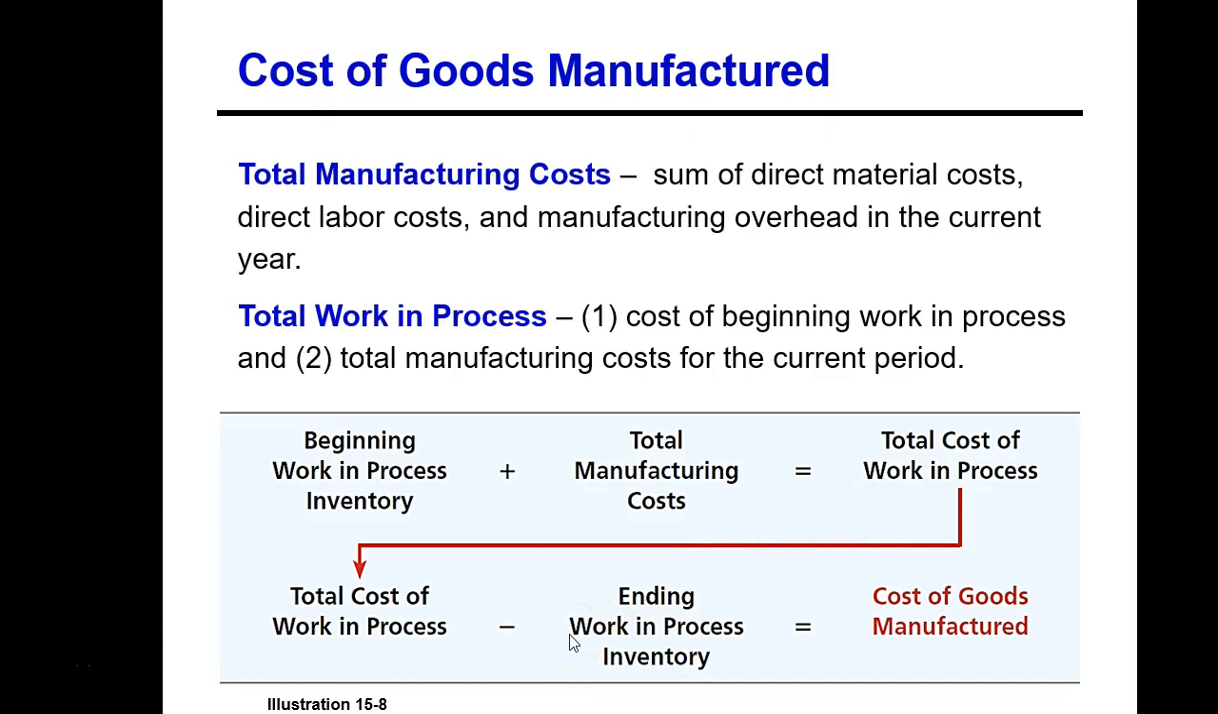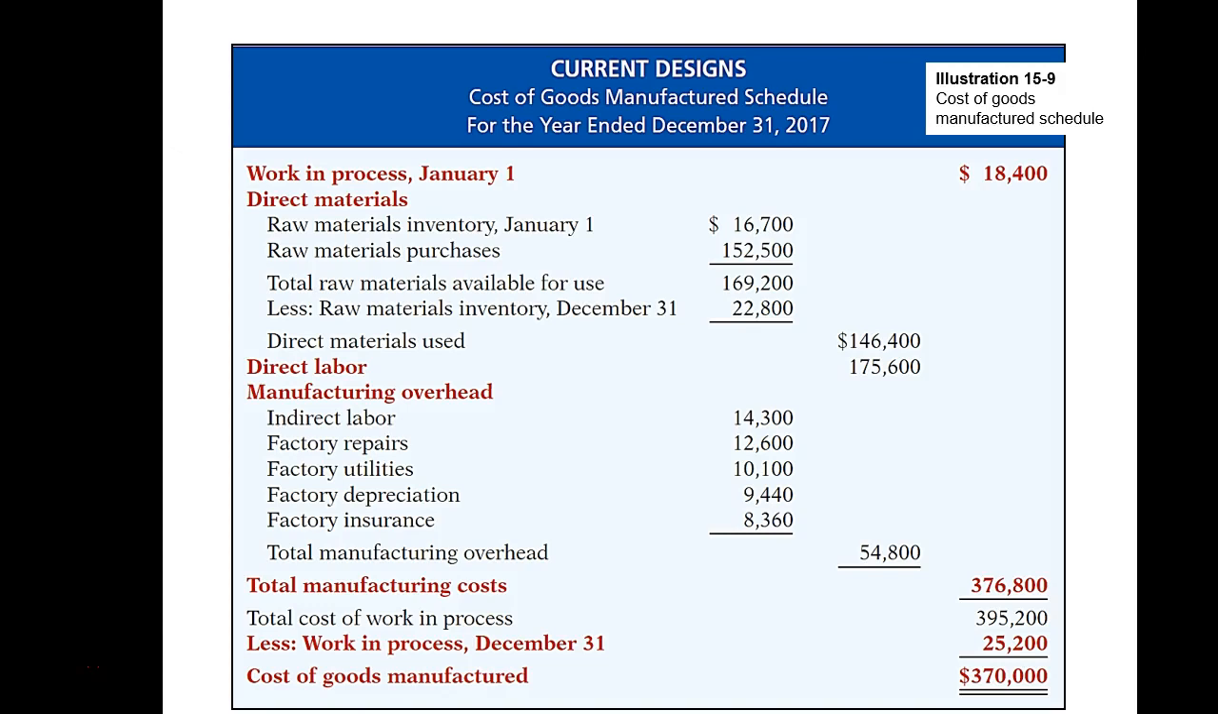We'll then subtract out our ending work in process inventory, which means the amount of items that are not completed at the end of the accounting period. We'll subtract those from our total cost of work in process, and that would give us our cost of goods manufactured. Let's see it on an actual graph, shall we? All right. So here we begin with our beginning work in process. I got my little marker here.